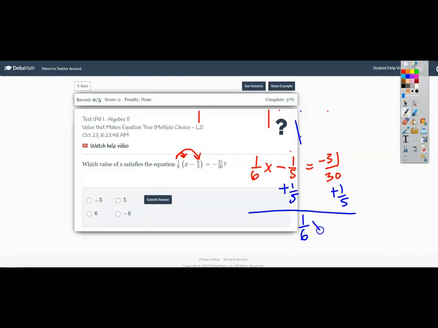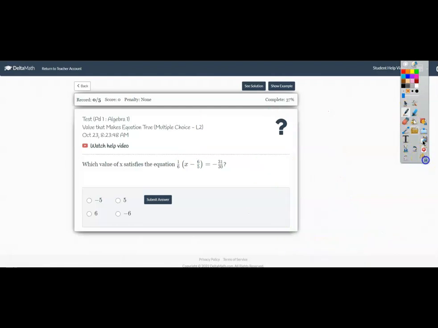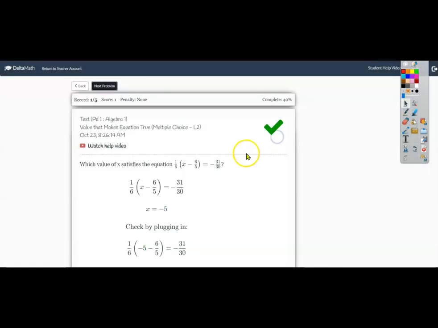So when you write your final answer here, and you are multiplying on both sides, select your answer and move along.